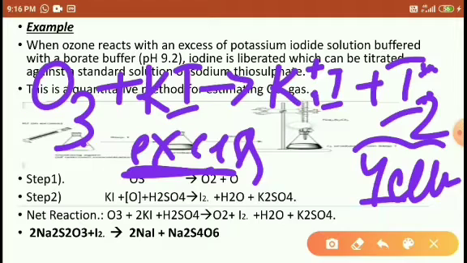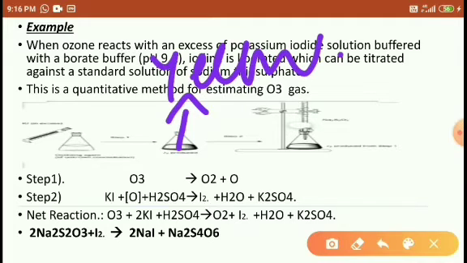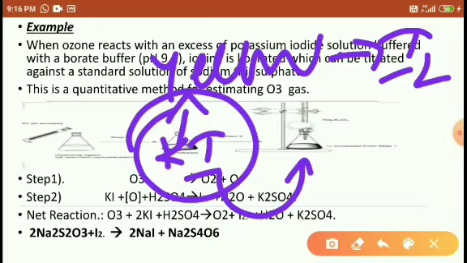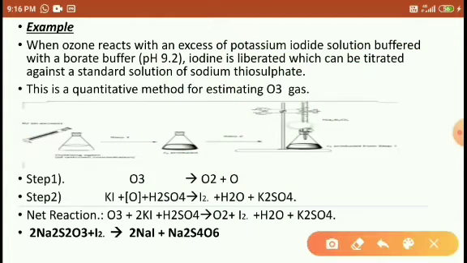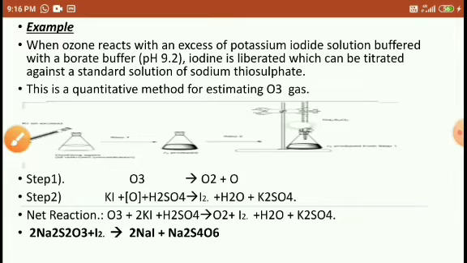Yes, friends. So it means this solution becomes yellow in color. This yellow color solution indicates the I2 molecules, along with KI, also present here. Right. So these solutions are titrated with sodium thiosulfate, Na2S2O3. Then what happened here?